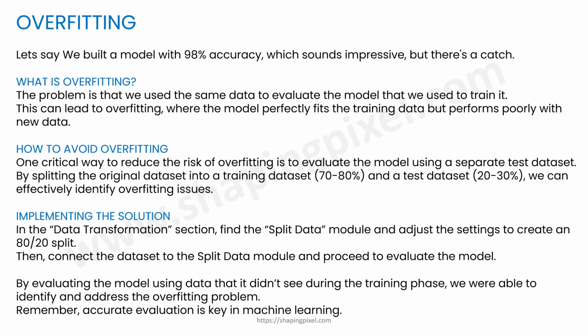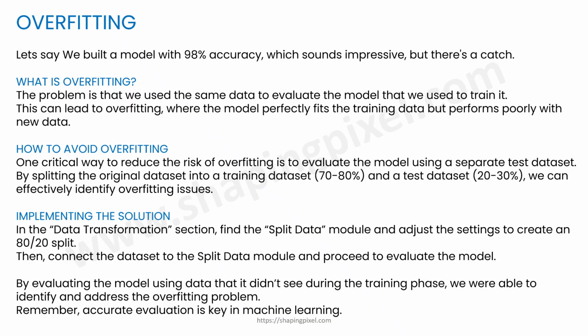Ever heard of overfitting in machine learning? We built a model with 98% accuracy, which sounds impressive, but there's a catch. The problem is that we used the same data to evaluate the model that we used to train it. This can lead to overfitting, where the model perfectly fits the training data but performs poorly with new data. One critical way to reduce the risk of overfitting is to evaluate the model using a separate test dataset. By splitting the original dataset into a training dataset, 70 to 80%, and a test dataset, 20 to 30%, we can effectively identify overfitting issues.